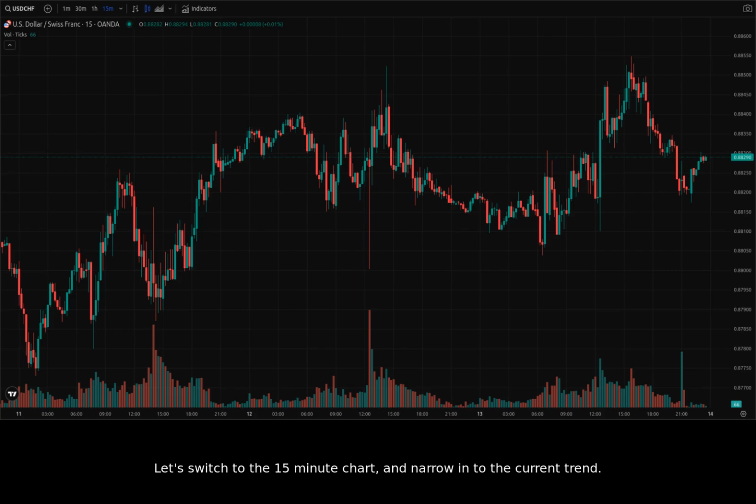Let's switch to the 15-minute chart and narrow into the current trend. We're seeing that the price has been consolidating around 0.883 the past few days. It's been staying mostly in the range of 0.882 to 0.883.